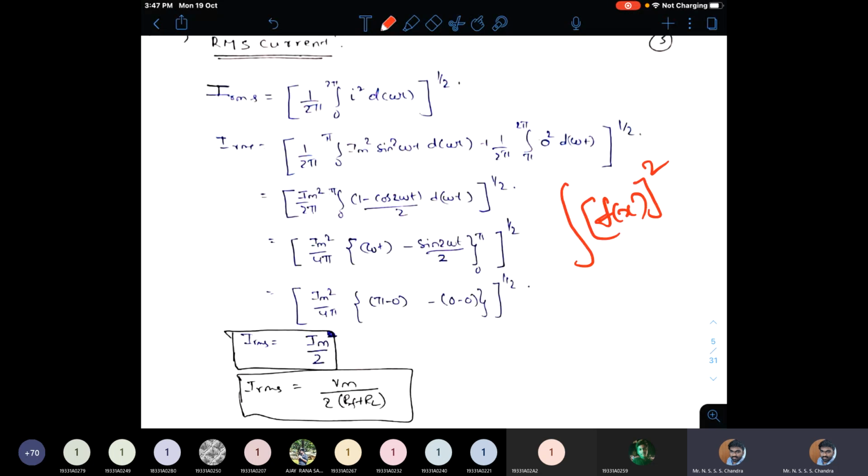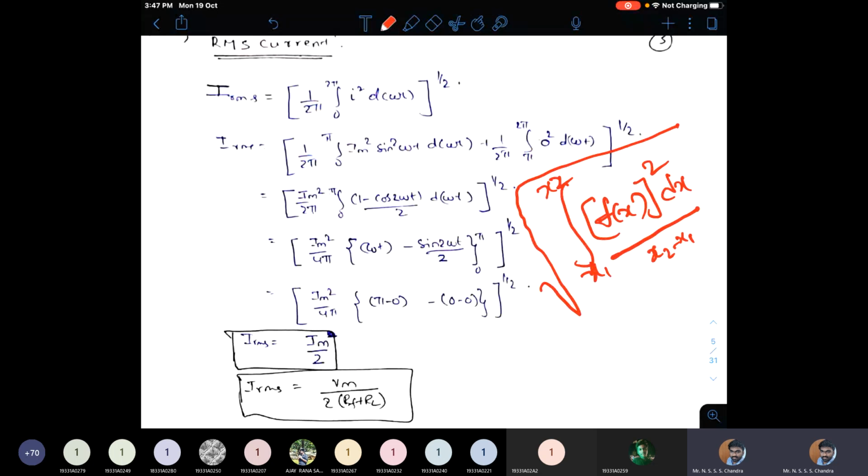Let us say from x1 to x2. So it is the root of the mean of squares. If I want to find the mean of squares, first I have to do the squaring and then take the mean, meaning dividing by this interval, which is x2 minus x1. This is how I am finding the mean of the squares. Now I have to take the root, so to the power half. That's what I am doing.